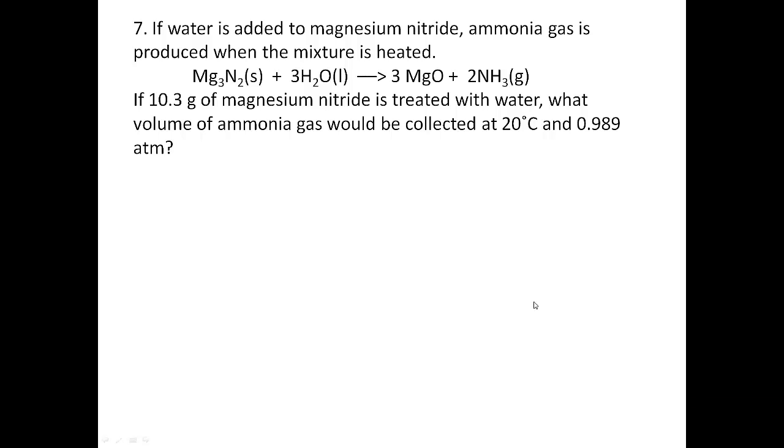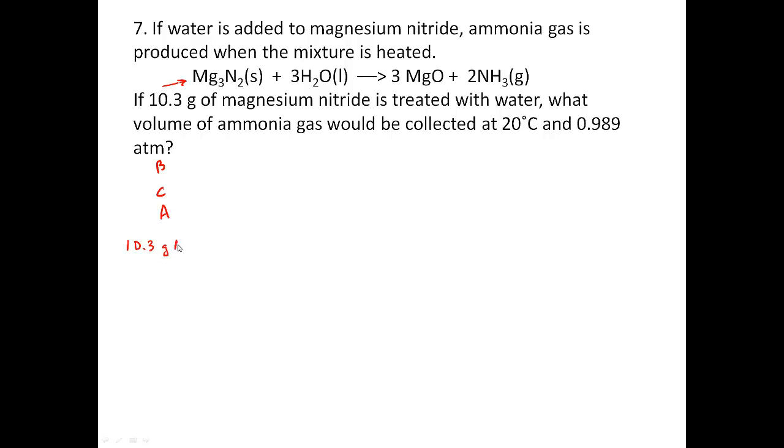Another stoichiometry problem. Here we go. Looks like they were nice enough to give us the equation here. It wants to know if we do 10.3 grams of magnesium nitride, we treat it with water, what volume of ammonia gas will be collected? Well, let's set up the BCA chart, kind of know where we're going here. 10.3 grams of magnesium nitride, that's this guy right here. We got to convert that to moles. Always, always, always. When in doubt, convert to moles.